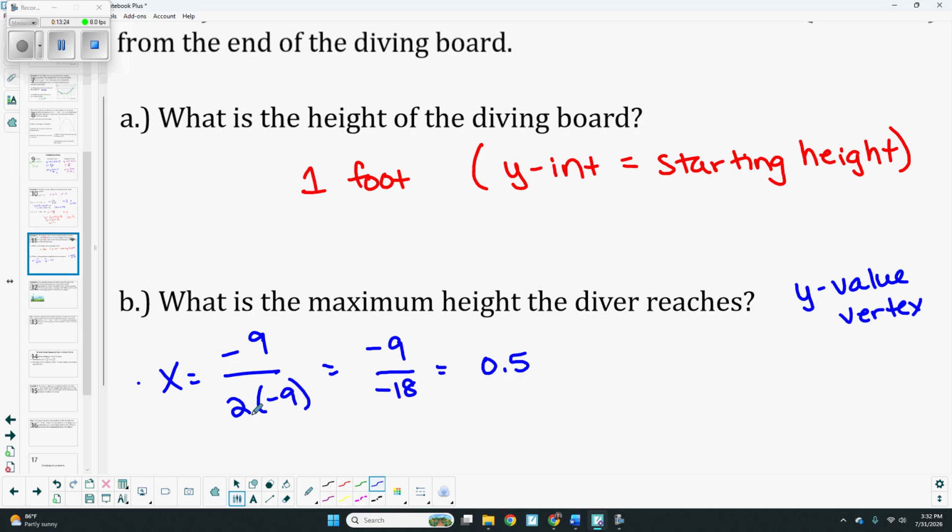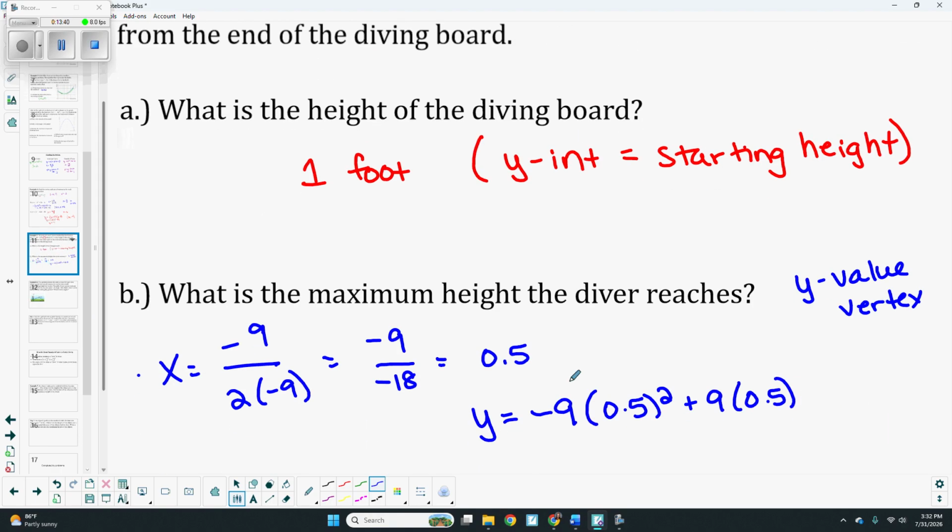1/2. So if I put that back in, y is equal to negative 9 times 0.5 squared plus 9 times 0.5 plus 1. So this is negative 9 times 0.25, so that's negative 2.25 plus 4.5 plus 1. So that comes out to be 3.25.